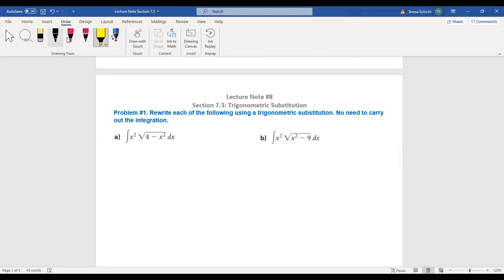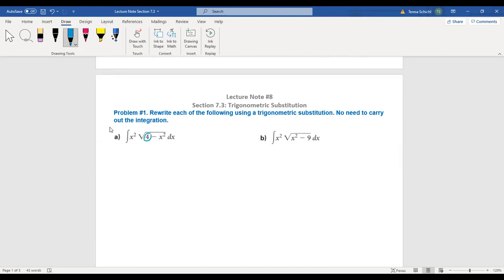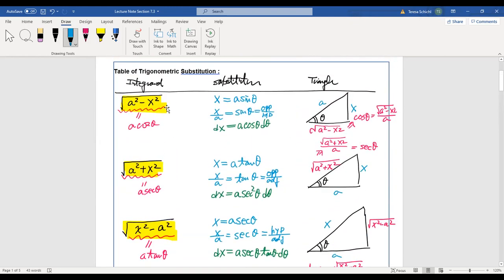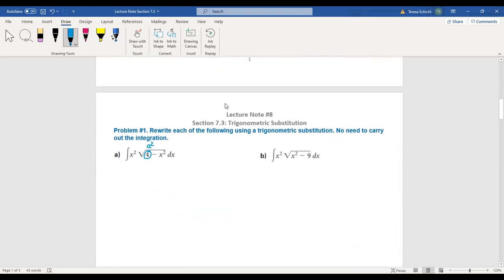Okay, so for here, let's take a look. This is 4 minus x squared. So this is what? This is my a squared, right? So this is a squared minus x squared. So here is the first one. So what will my substitution be? x equal to a sine theta. Correct? So that's what I need to do. The x equal to a sine theta here.